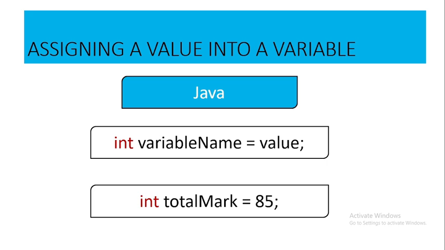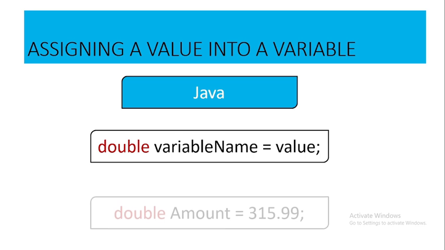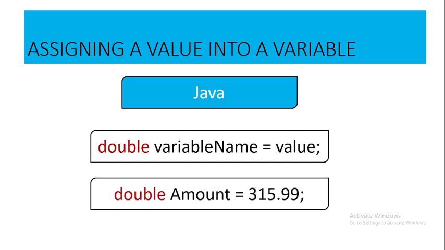So here too, because we have declared the variable with the keyword int, we cannot put any other data type apart from integer data type inside total mark. And then the last one is double variable name equal value. You have double amount equal 315.99. So here too, we cannot assign any value to the variable amount apart from double or float data type.